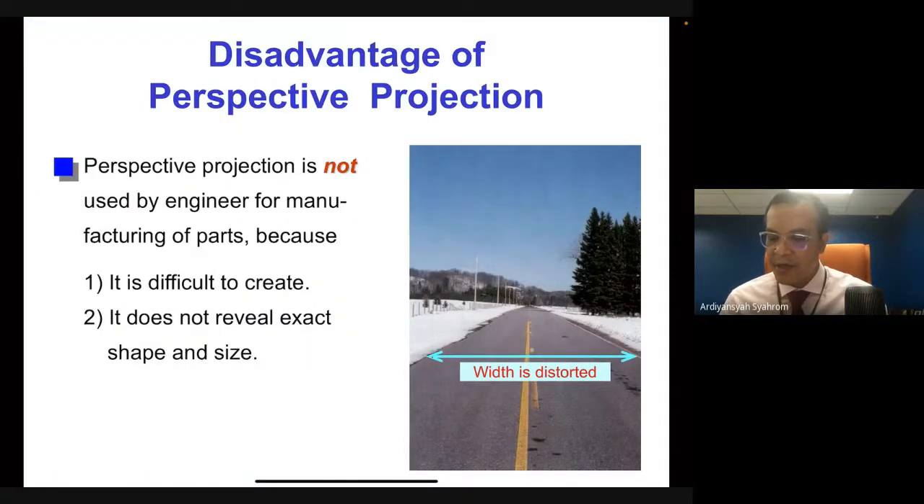The size here is not the same as the size there. That is distorted by the distance, and it is difficult to understand. That's why in manufacturing we don't use perspective projection. But architects use perspective projection because they want it to look real. They set up the view with distortion, and you can see the volume.